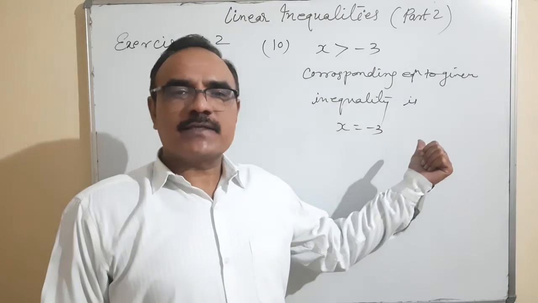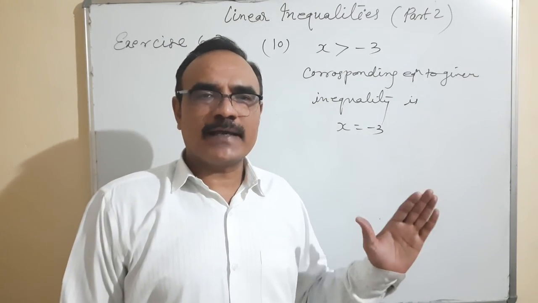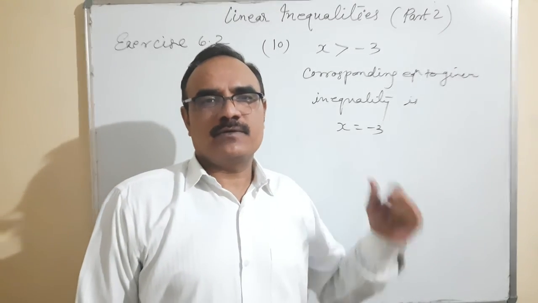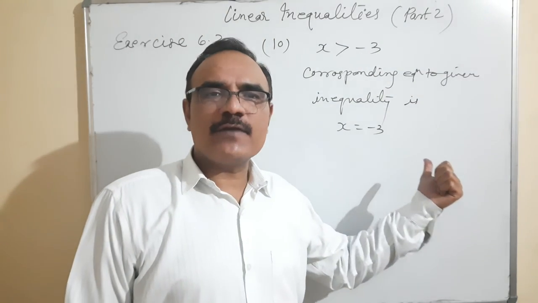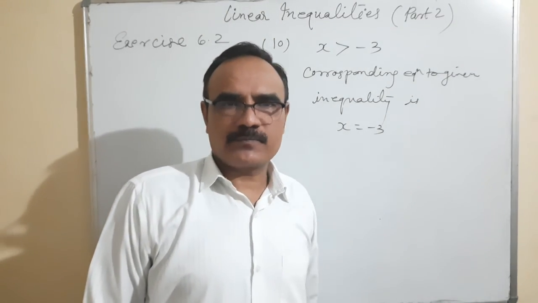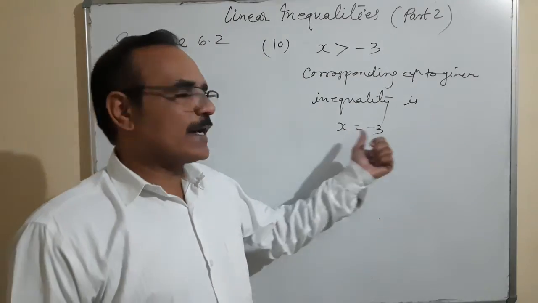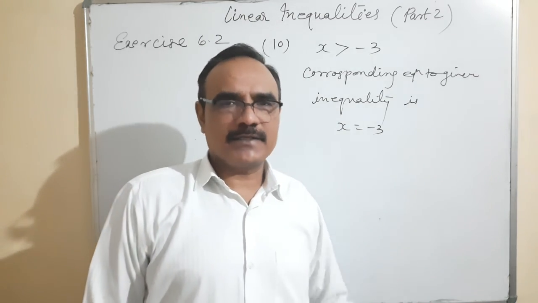X is equal to -3. That means this line is parallel to the y-axis at a distance of -3 from the origin. This is the meaning of it. X is equal to -3 is the line which is parallel to the y-axis. In class 9th, I think you have studied about that. Suppose y is equal to -3, that means the line is parallel to the x-axis at a distance of -3.